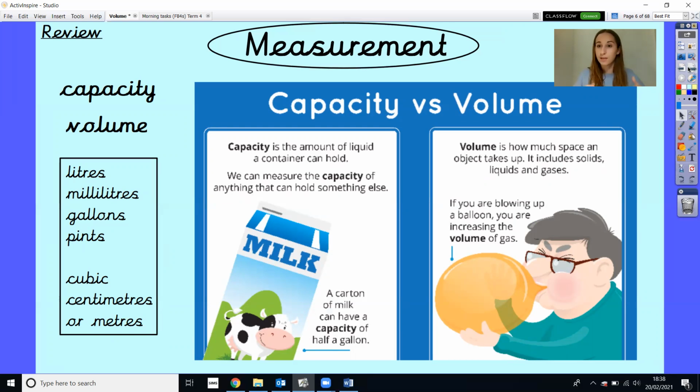So if I had some liquid in my container, then I could say, well, what's the volume of that liquid? If I had any object, I could say, what's the volume of this object? So a 3D object or a liquid or a gas, how much space is it taking up? Okay, so capacity is how much can I fit in? Volume is how much space is that thing actually taking up.